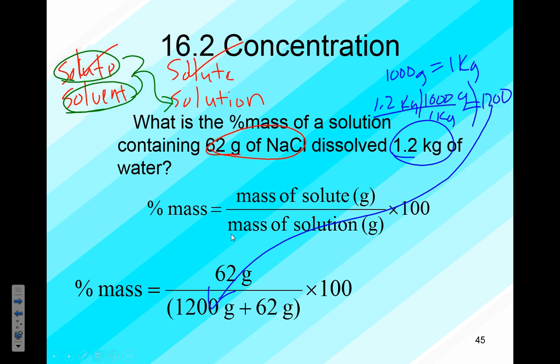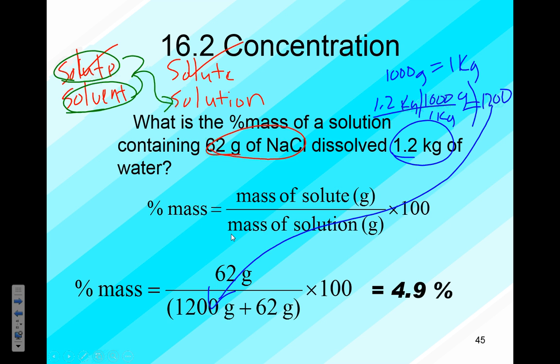Now, sig figs, a mention on that. Well, when we're doing the math here, we should end up with 2 sig figs because of our 62 grams. So we're going to round our final percentage to 2 sig figs, 4.9%. So that would be an example of a percent by mass problem.